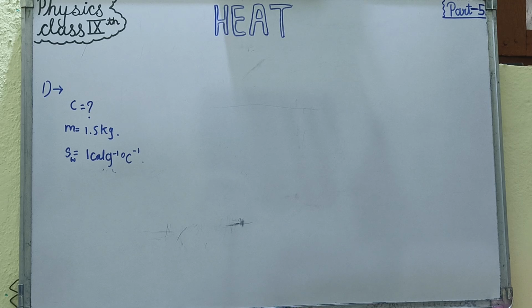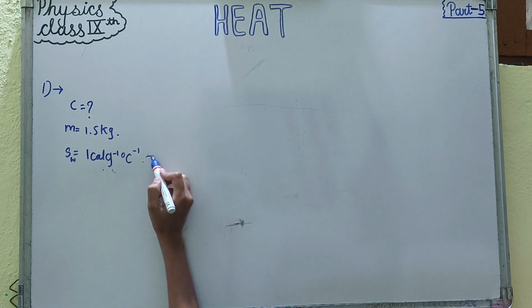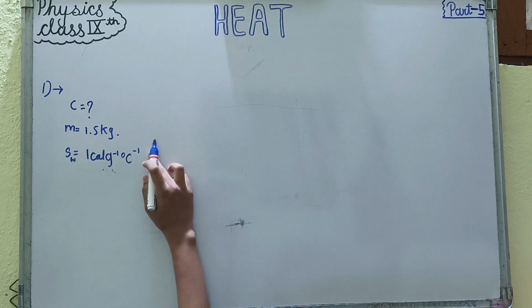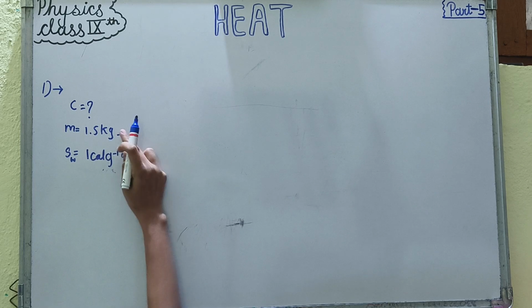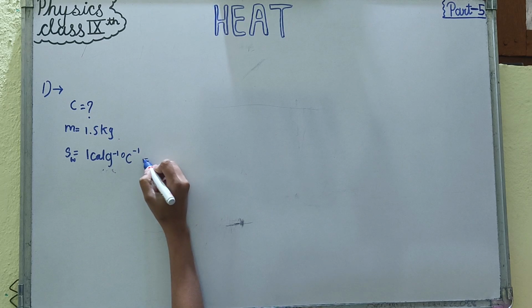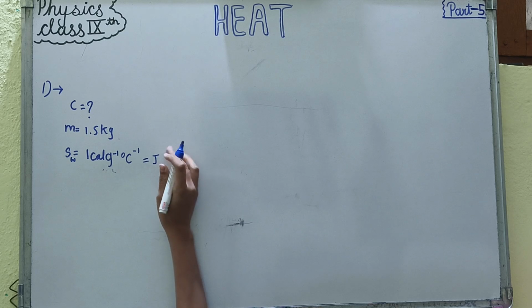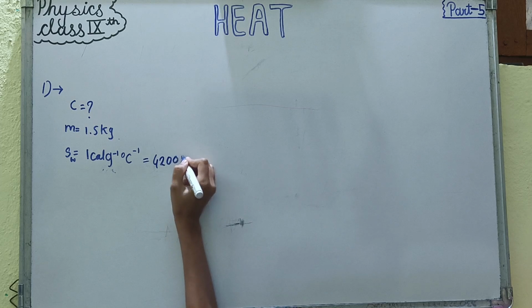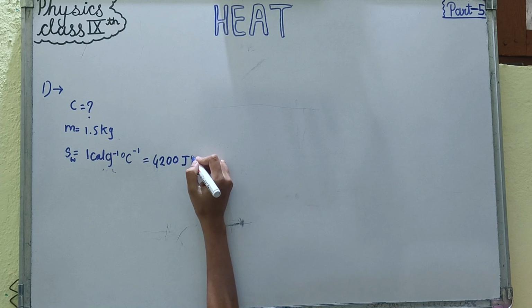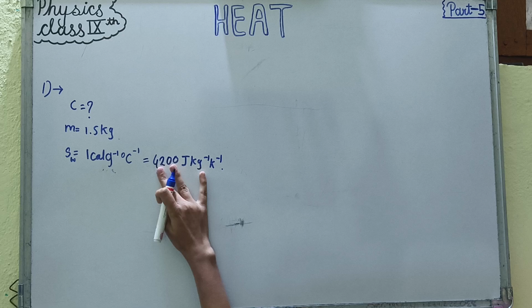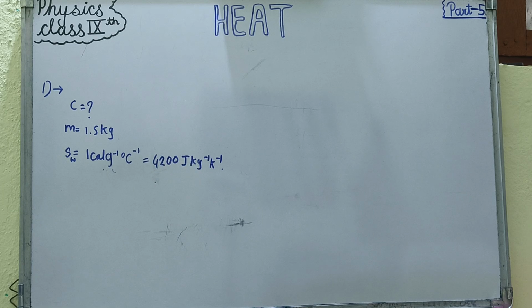That means, as it is in the CGS system, we have to convert this into SI, because our mass is already given in SI. So in the SI system this will become 4200 joule kg raised to minus 1 Kelvin raised to minus 1. We have learned this value in a previous part, I guess in part 3.